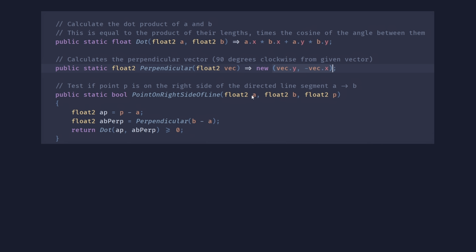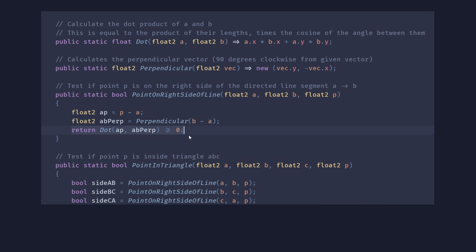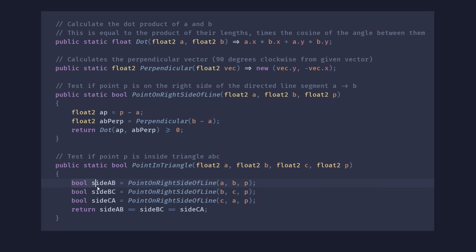Building on those two, we then have our point on right side of line function, which just calculates the two vectors we were looking at a moment ago, with one of them rotated by 90 degrees, and then tests whether that dot product is positive. At long last, that brings us to our actual point and triangle test, which checks which side the point is on of all three edges, and makes sure that they are all the same.